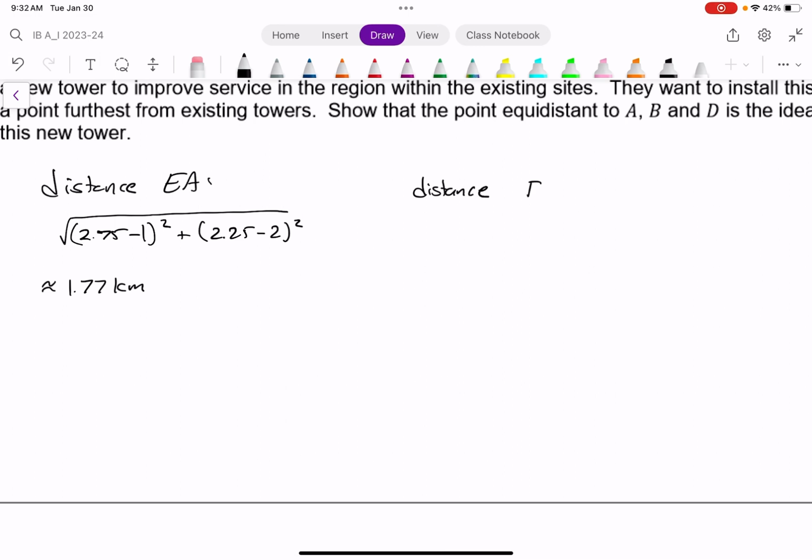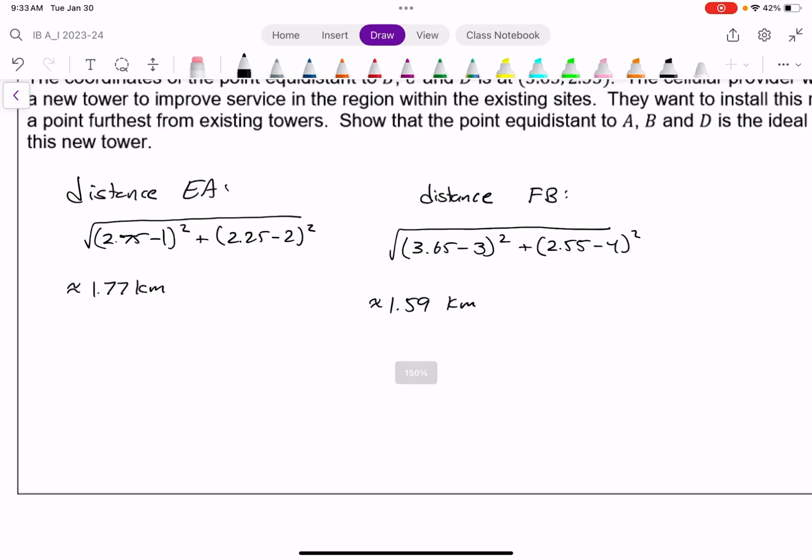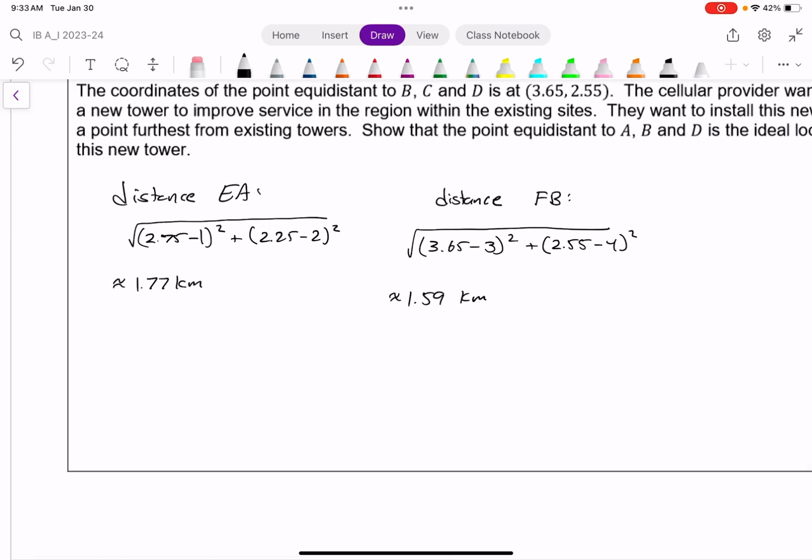And so let's find the distance of FB, which again, same idea. Looks more messy than it is. And I should get approximately 1.59 kilometers. And so now I can see, yeah, this point here is the farthest point. Therefore, the ideal location to put a new tower.